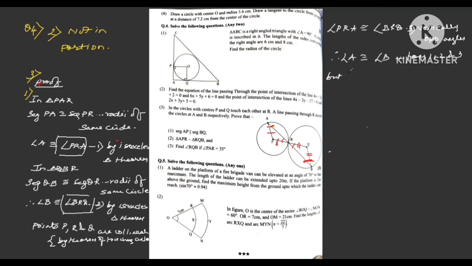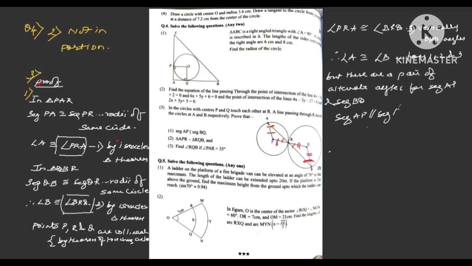But these are a pair of alternate angles for segment AP and segment BQ. Got it? So segment AP is parallel to segment BQ by the alternate angle test. So the first part got over here.